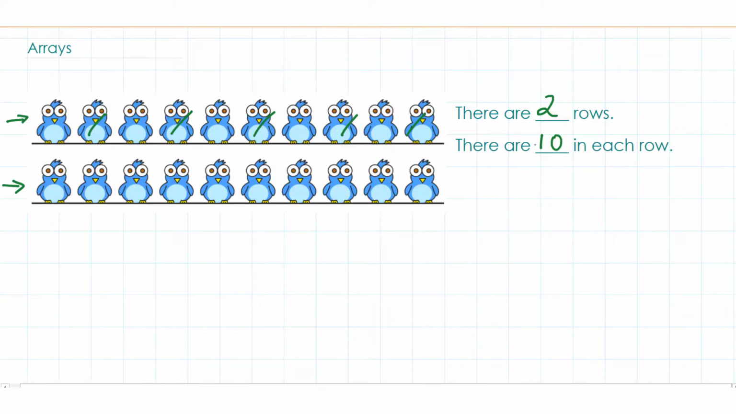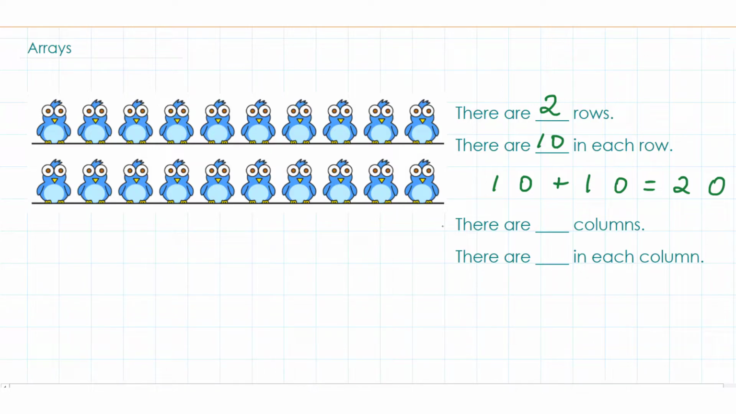Now, what calculation would you do this time to find out how many birds there are altogether? There are 2 rows and 10 birds in each row. Well, that's 2 groups of 10. So we would do 10 plus 10, which is equal to 20, isn't it? 20 is 2 10s.